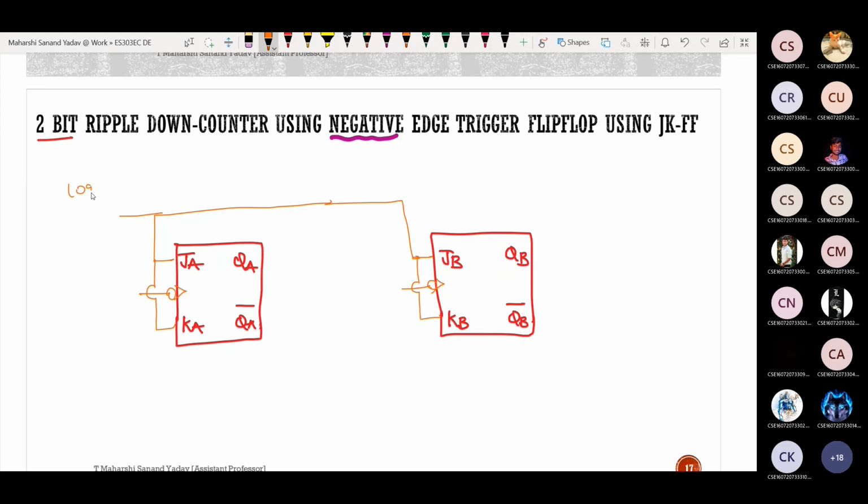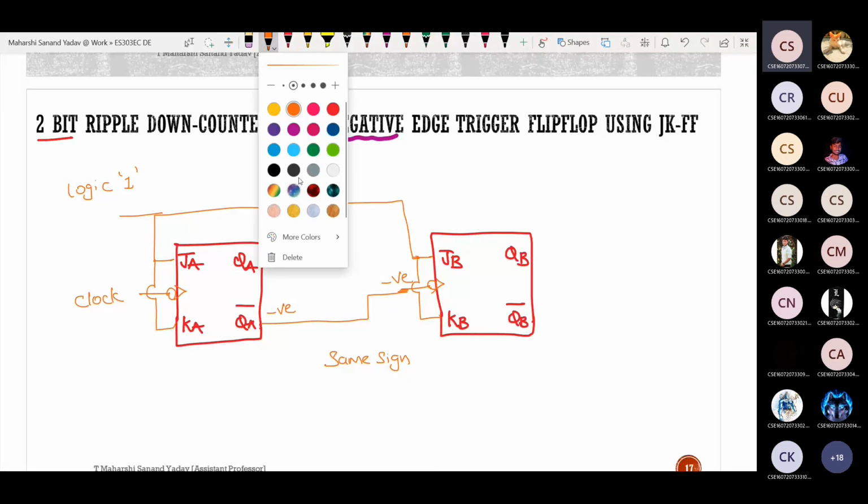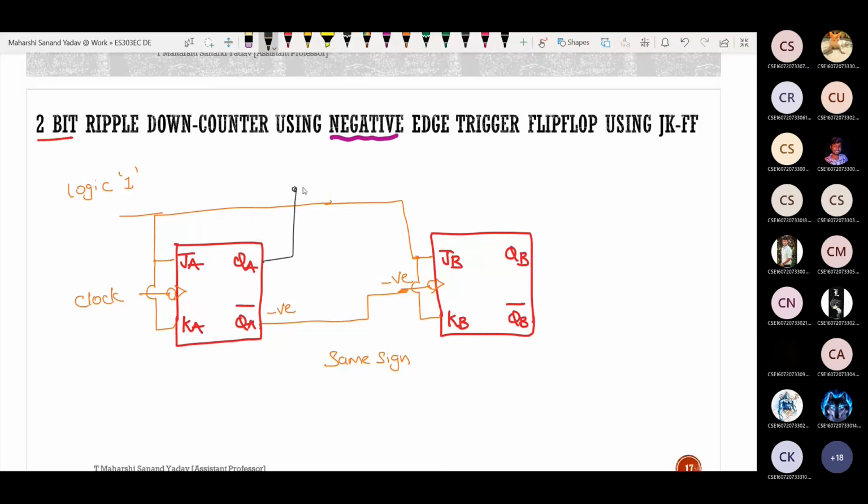Next, QA bar is connected to the clock of the second flip-flop. As it is a down counter, it should have the same sign. So QA bar is connected to the clock, and this will perform as a down counter. Where will you take the output? At QA and QB. What is LSB and what is MSB? QA is the LSB, QB is the MSB. Over. This is the 2-bit ripple down counter using negative edge triggered JK flip-flops.